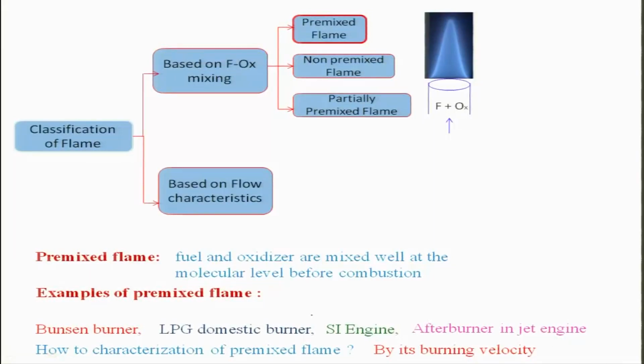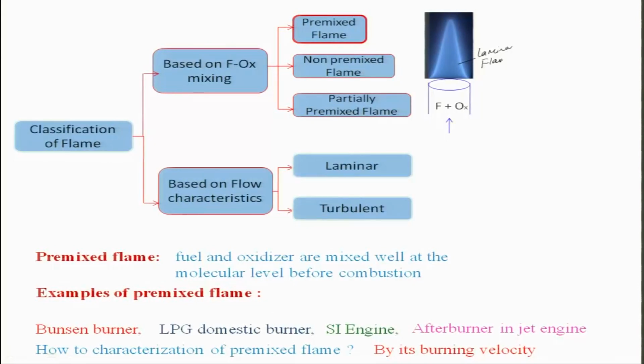Now, let us look at flames based on flow characteristics. As I told, it can be laminar, it can be turbulent, and it can also be a transition between laminar and turbulent. If you look at this flame, it is a laminar flame. You can see it looks very smooth, and we have already discussed the nature of laminar and turbulent flow.